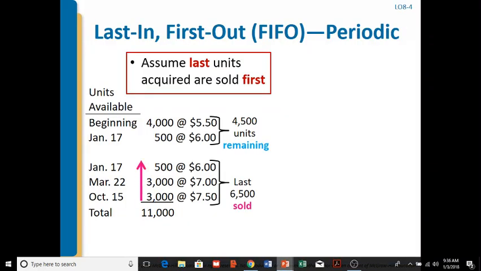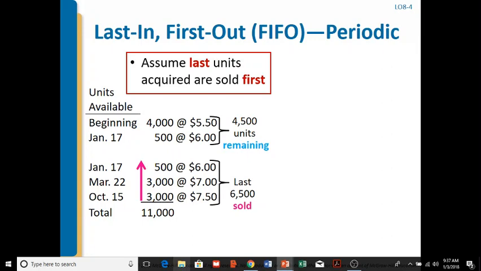With LIFO, not so much. Here, you're assuming the last items purchased are the items that are sold first. So what you have to do is you have to start at the bottom here and work your way up. And so here, we're going to start with the last items purchased. Those are the items purchased October 15. Remember, we sold 6,500, so we're going to take 3,000 from the layer dated October 15.